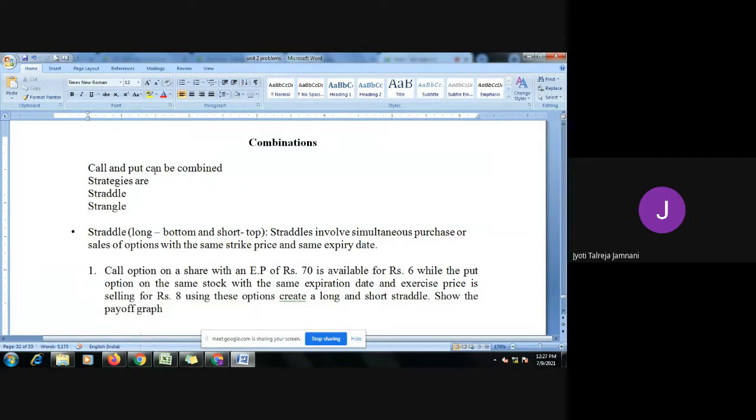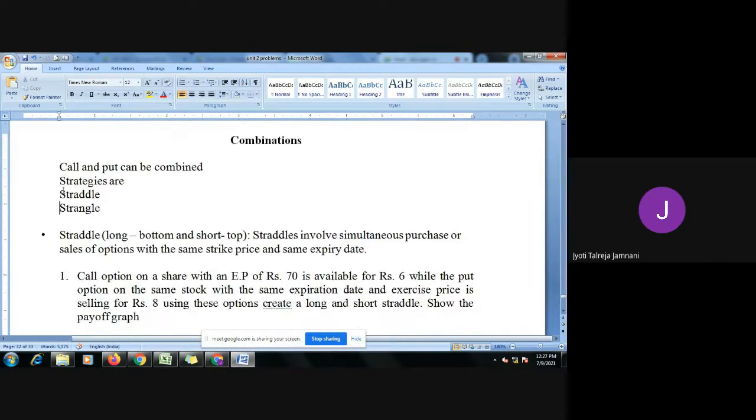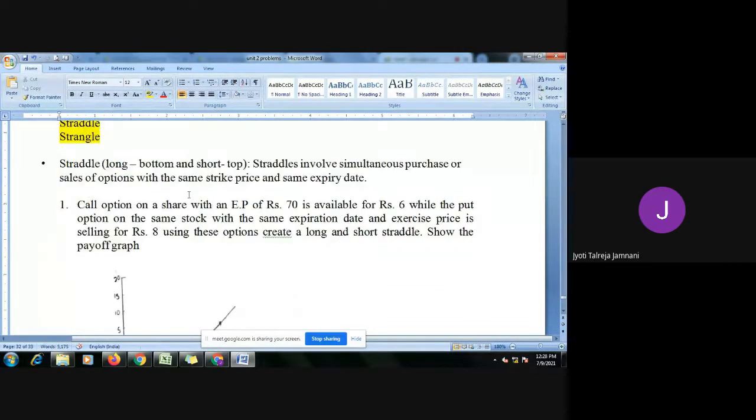I've written here call and put can be combined. The strategies are straddle and strangle. So we will understand these two strategies today. What is a straddle? A straddle has two types, the long, which we also call bottom, and the short, which we call top. Long straddle basically means you're going to buy. So you buy a call, you buy a put. Short straddle means you're going to sell. You sell a call, you sell a put.